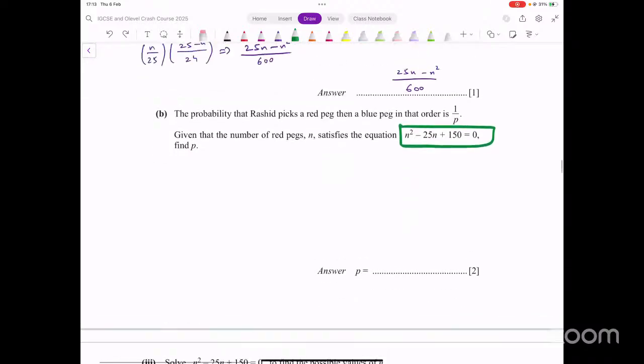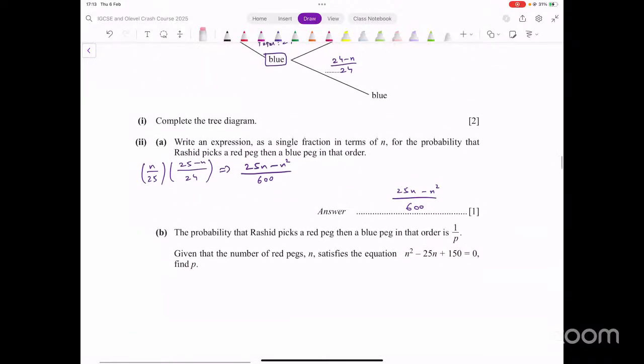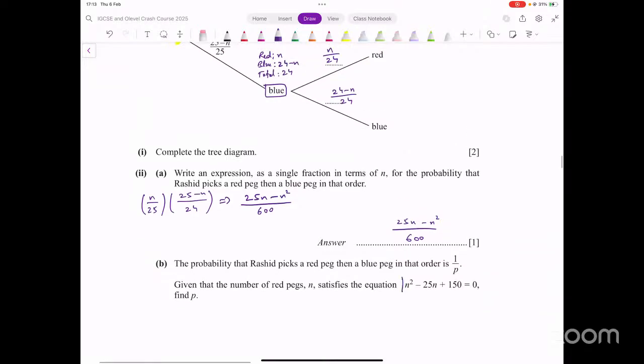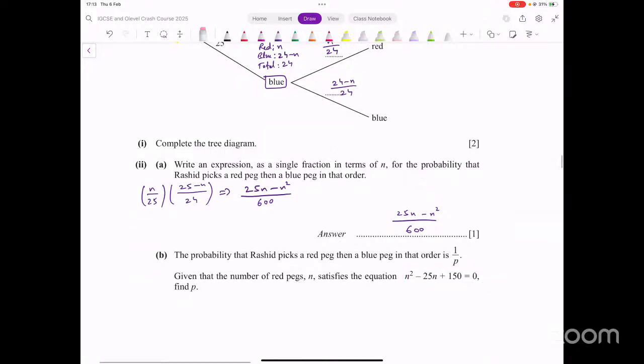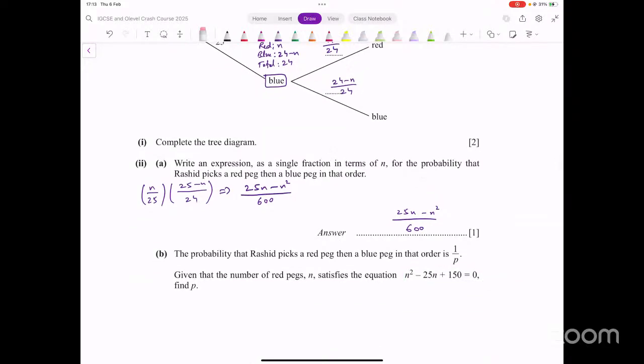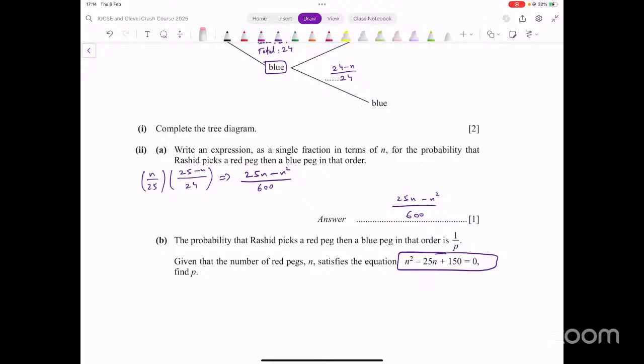Okay, now that's a 2-mark question, and they're saying the number of red pegs satisfies this equation. How do you find the value of p using this? So what we can do is try to solve this equation and find the value of n from it first. Let's evaluate this: n squared minus 25n plus 150 equals 0.